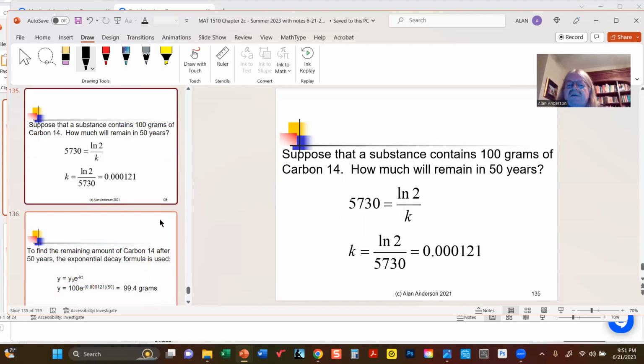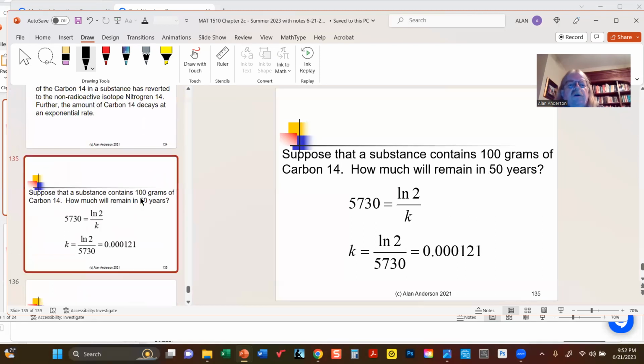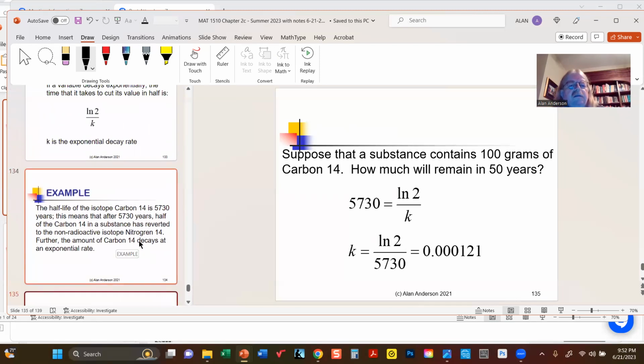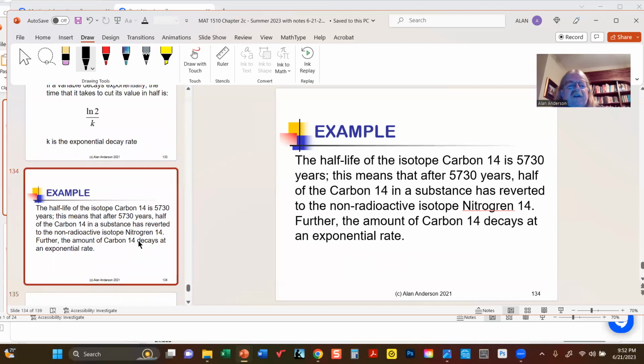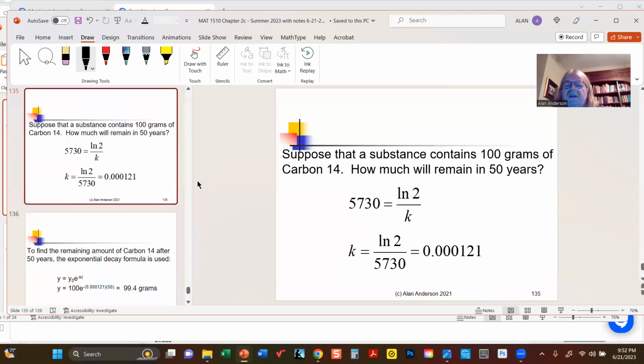So if we have some substance containing 100 grams of carbon-14, how much will be left in 50 years? Okay, so the half-life is 5730. We set that equal to log 2 over k. And so you can see not much is left, 100 down to 0.000121 after 50 years.